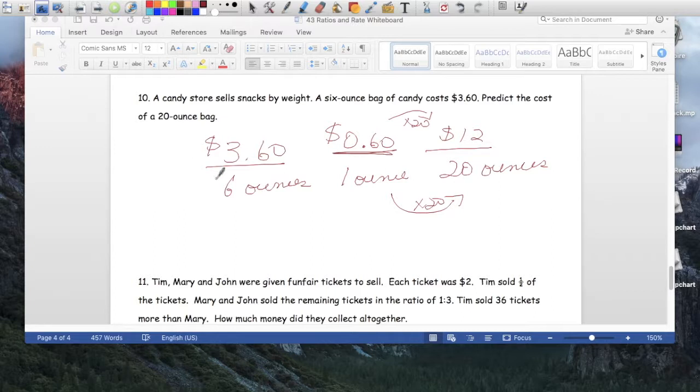There was an up and down relationship, by the way. It would be times 60, so all you have to do is multiply 20 times 60, and you would have gotten the same answer.